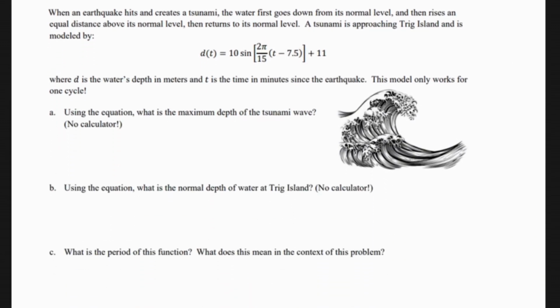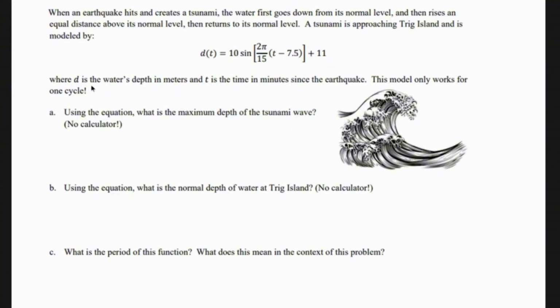When an earthquake hits and creates a tsunami, the water first goes down from its normal level and then rises an equal distance above its normal level. Then returns to its normal level. A tsunami is approaching Trig Island. Oh no! And is modeled by that equation right there.